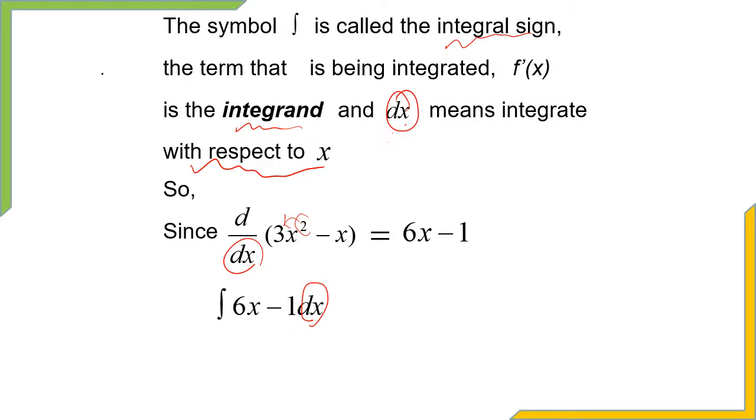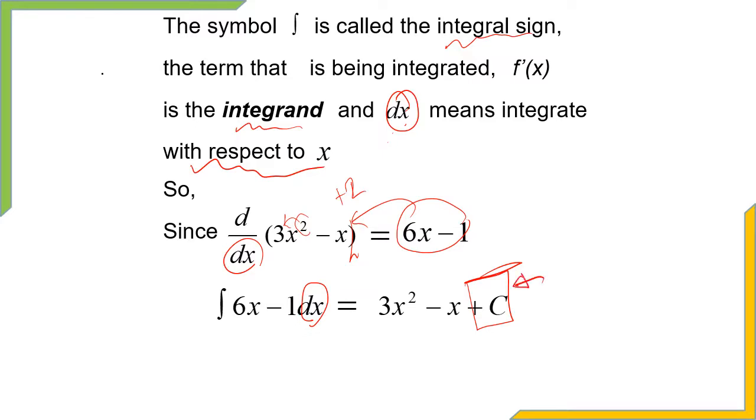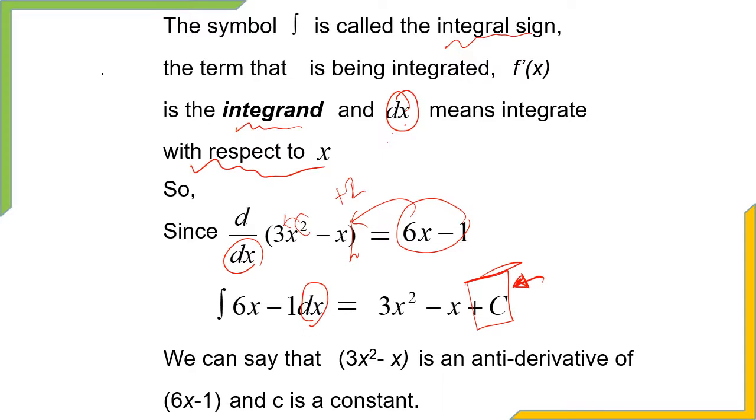The integration of the result here will give you the original function 3x squared minus x, but now we have to put plus c, because let's say we have plus 1 here. If we differentiate plus 1, we will get 0, right? So if we differentiate 2, also 0. So we have this constant that we don't know what it is. That's why we need to represent it as plus c. We can say that 3x squared minus x is an antiderivative of 6x minus 1, and c is a constant.